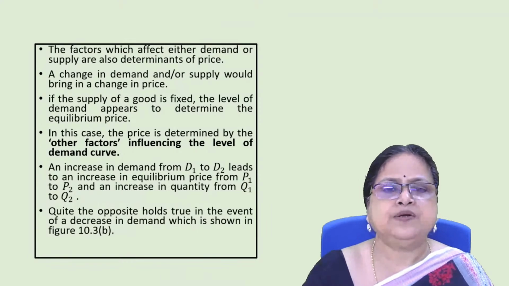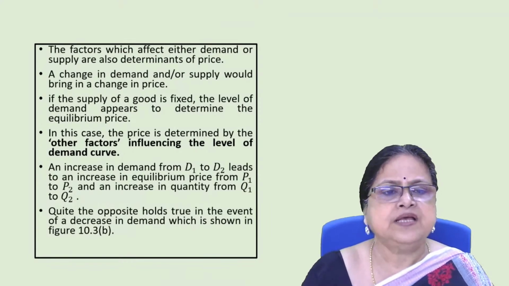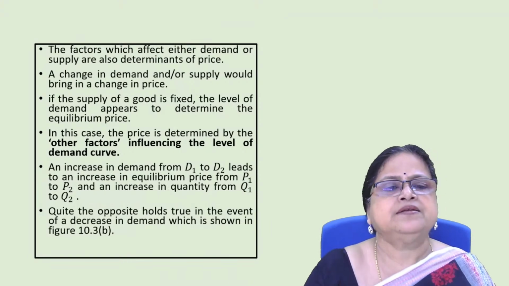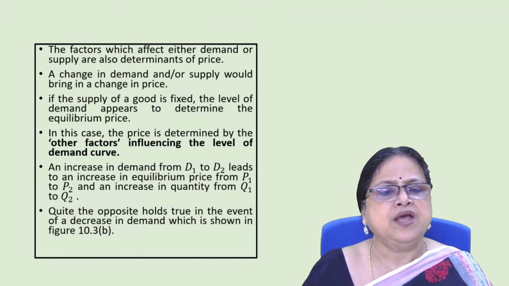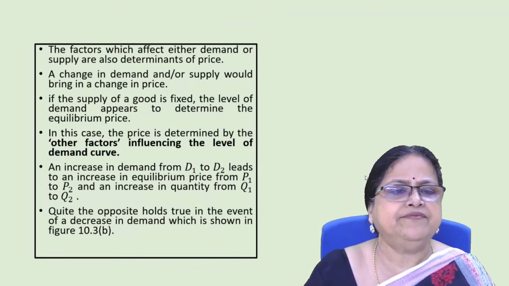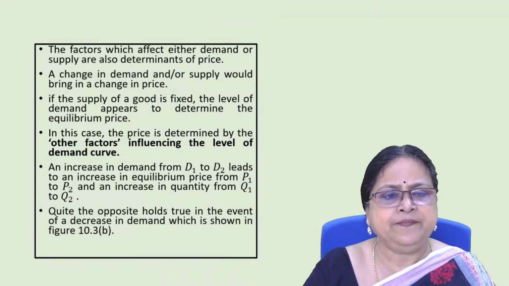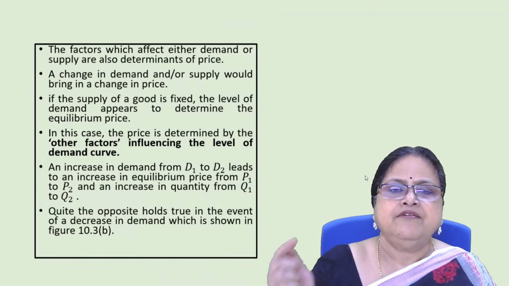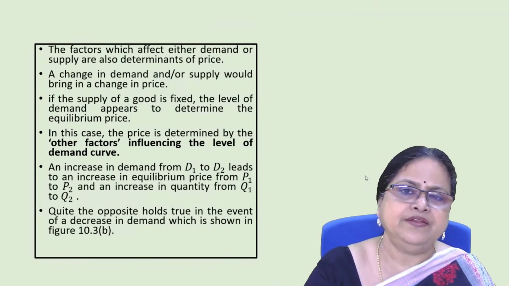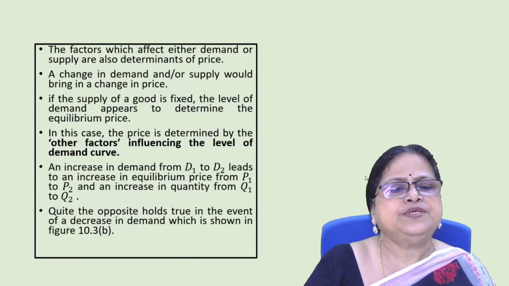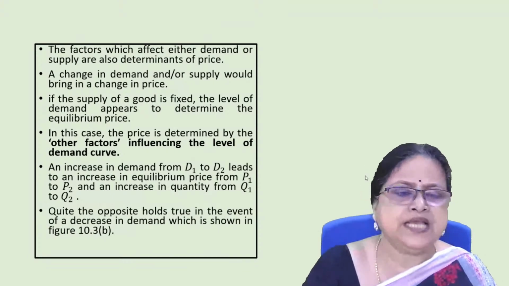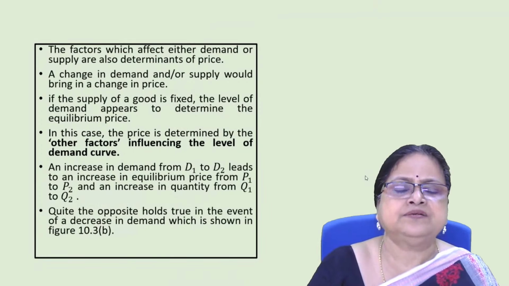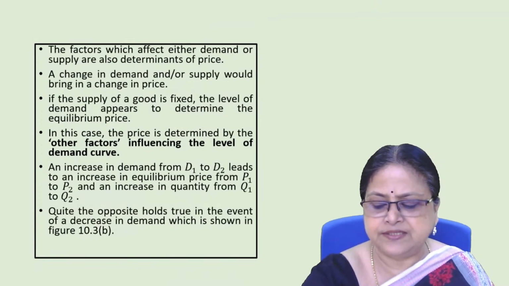That means a change in demand or supply would bring a change in price. So the factors affecting supply and the factors affecting demand also change the price. In this case, price is determined by other factors influencing the level of the demand curve. Suppose the supply curve is fixed, then factors influencing the demand curve will influence the price. Similarly, if the demand for the good is fixed, then the factors influencing the supply curve will change the supply curve and will change the price.